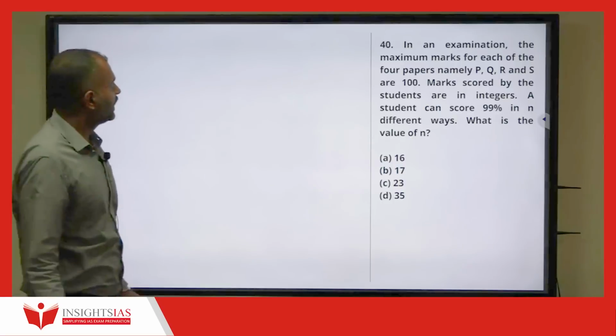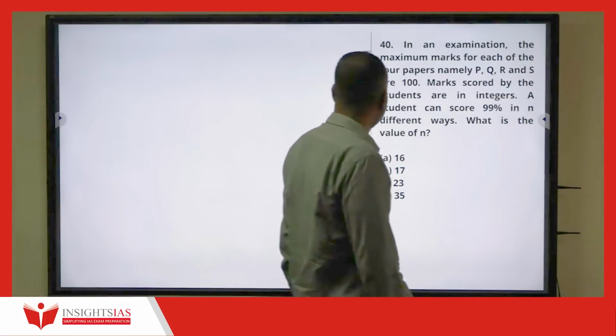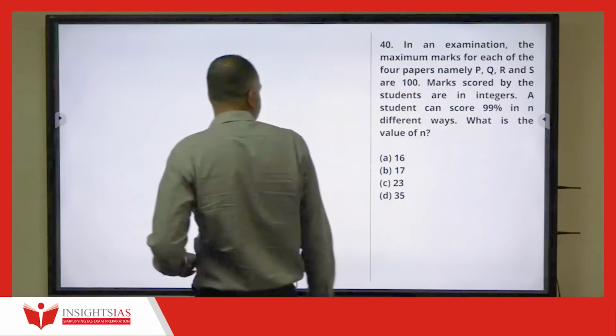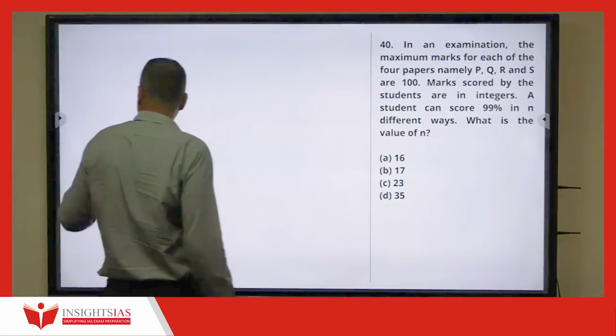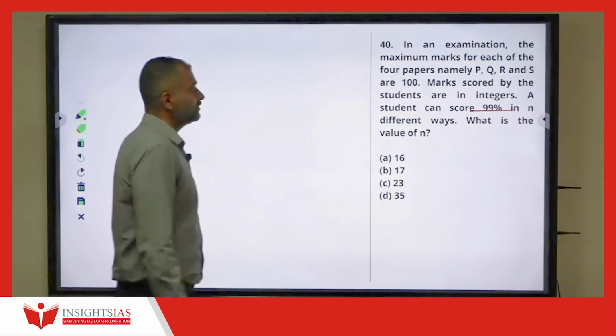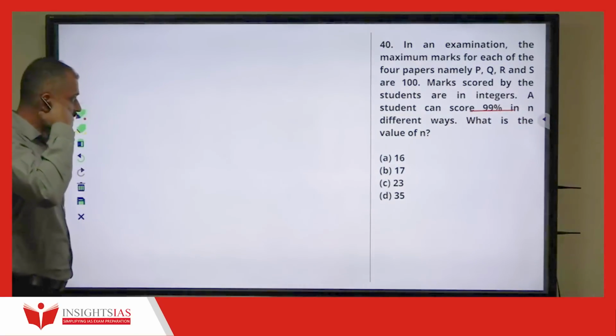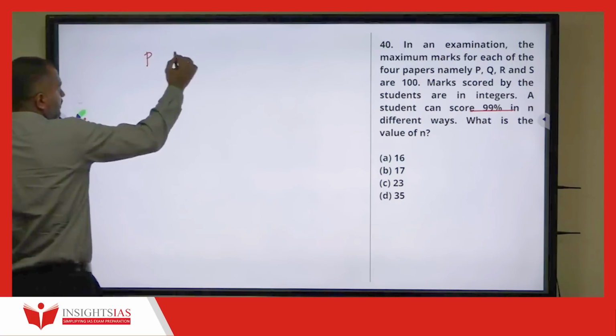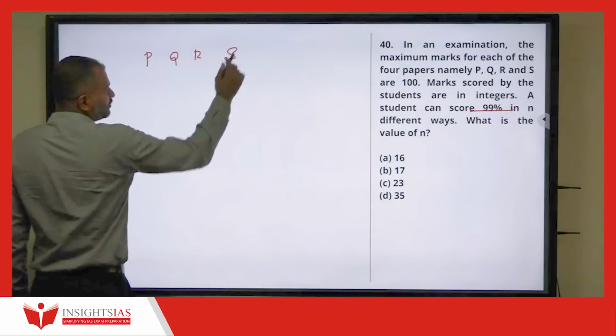Average question. In an examination, the maximum marks for each of the 4 papers, namely P, Q, R and S, are 100. Marks scored by the students are integers, and a student can score 99 percentile in N different ways. What is the value of N? Now he has to score 99% in 4 subjects, P, Q, R, S. Okay, the maximum score is 100 marks.